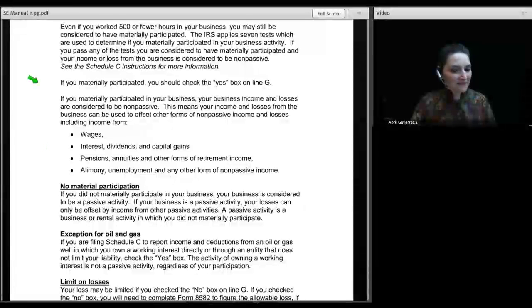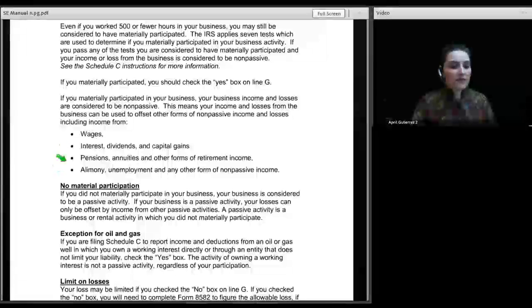That's a very important thing, because if you materially participated in your business, income and losses are considered to be non-passive. This means your income and losses from the business can be used to offset other forms of non-passive income and losses, including income from wages, interest, dividends, and capital gains, pensions, annuities, and other forms of retirement income, alimony, unemployment, and basically any other form of non-passive income. In other words, all of these income types are non-passive, and when you have a business that you are materially participating in, your business is considered to be non-passive.